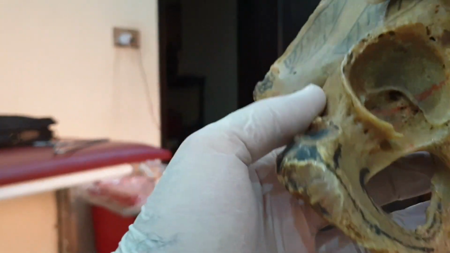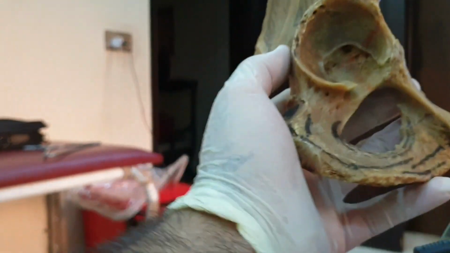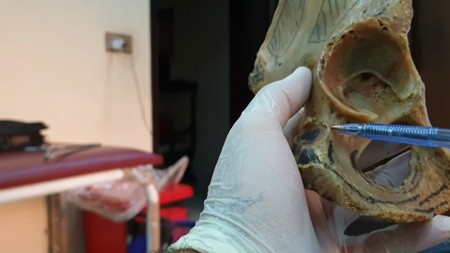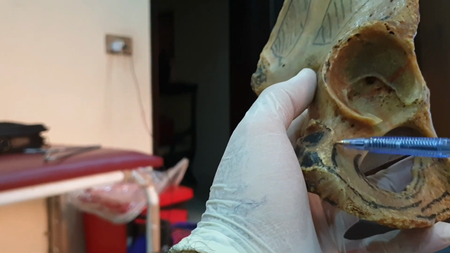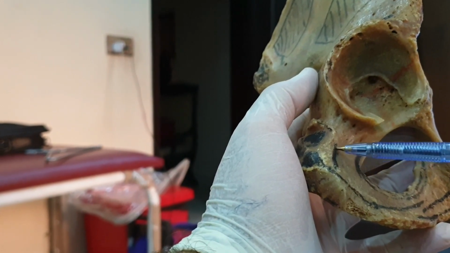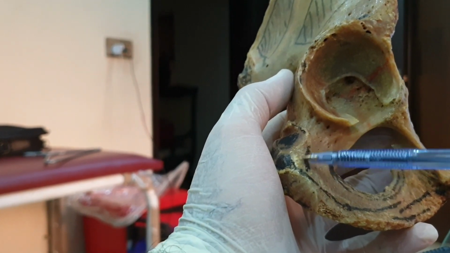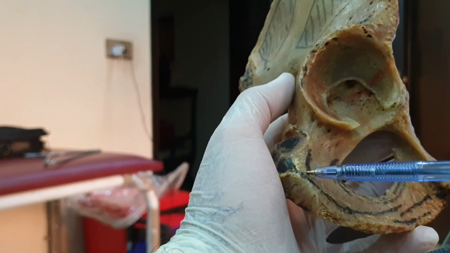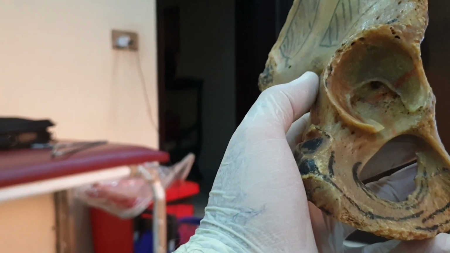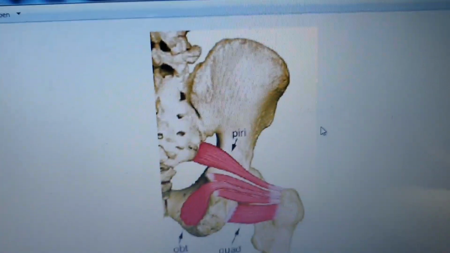And if we come on the lateral aspect, you can see that just anterior to the lateral margin of the ischial tuberosity, you can see this attachment, which is the attachment of the quadratus femoris muscle. Now we will see all these muscles in a diagram.